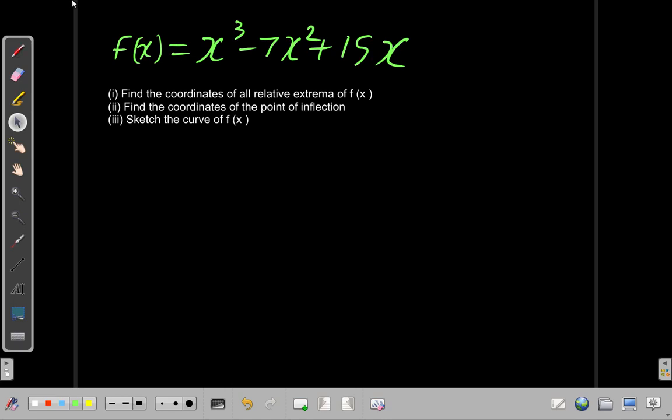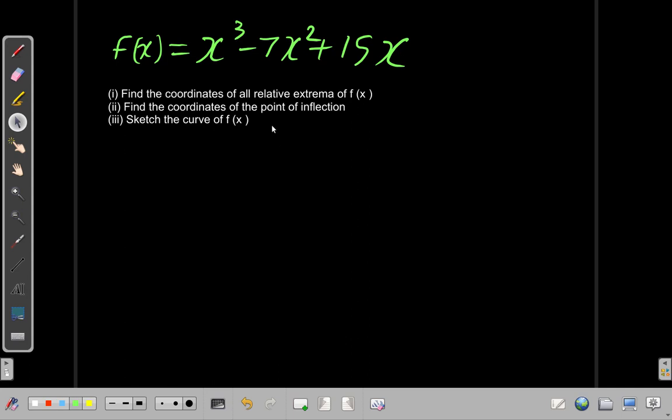We have this function here, f of x equals x cubed minus 7x squared plus 15x. We should find the coordinates of all relative extrema of f of x. Find the coordinates of the point of inflection and sketch the curve of f of x.